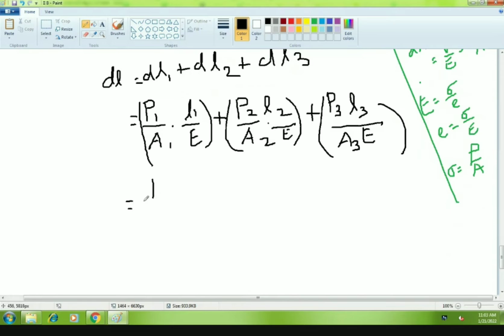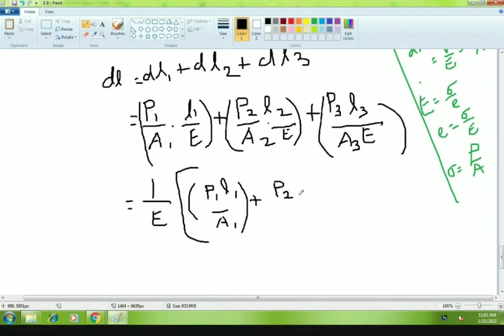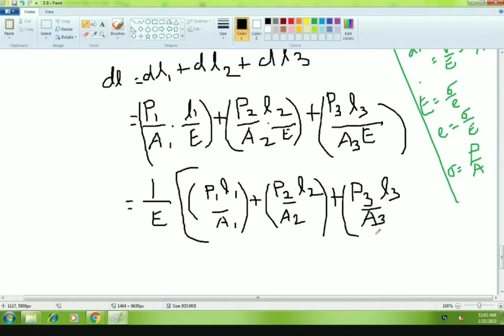So shall we take Young's modulus outside? We can take it outside. Other things I think we cannot take. So P1 L1 divided by A1, plus P2 L2 divided by A2, plus P3 L3 divided by A3. Always simplify the equations. In exam time it is better to simplify the equations. Within 1 minute we can simplify. The formula is okay? Yes, sir. Now I can substitute the value.